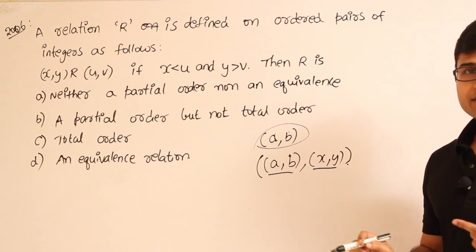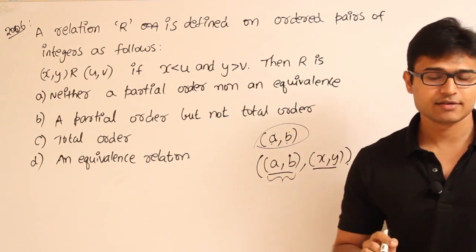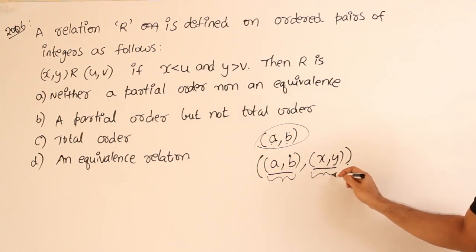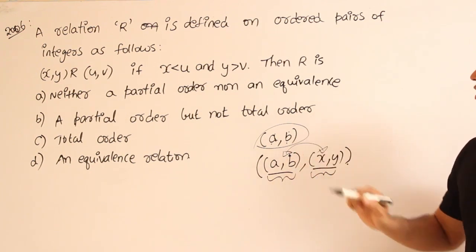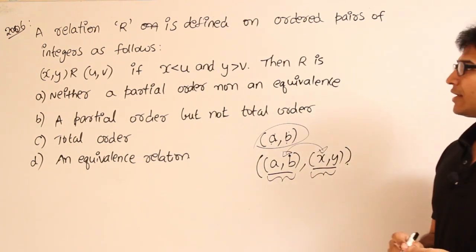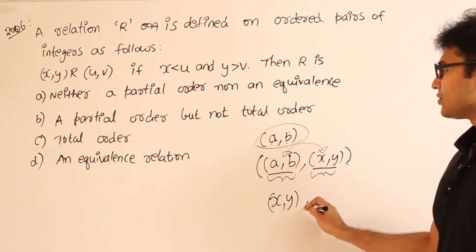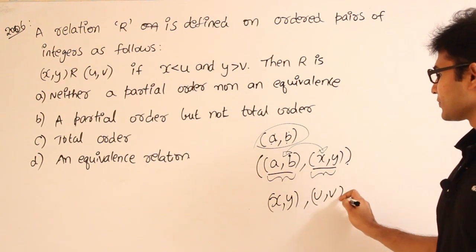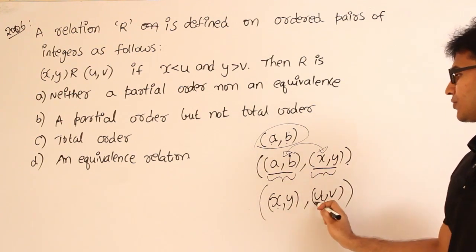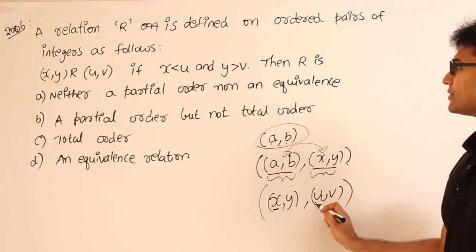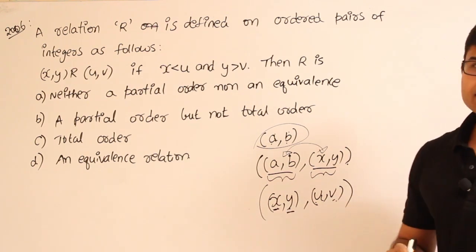Now they have defined a new relation where the elements are not simple elements like this, they are actually ordered pairs, like A comma B, X comma Y. Now these two are related. Okay, now what is the relation between them? See this. X comma Y is related to U comma V only when X is less than U, which means this one should be less than this, and then Y is greater than V. So this one has to be greater than this, right?